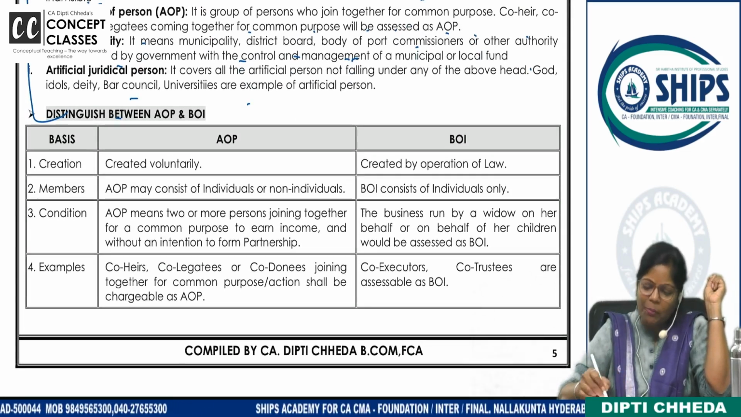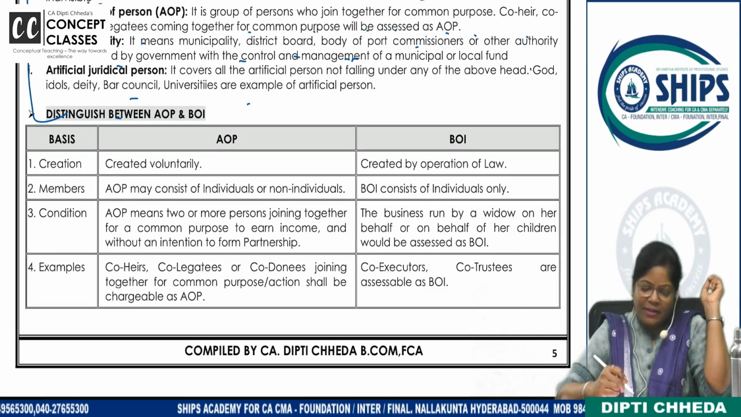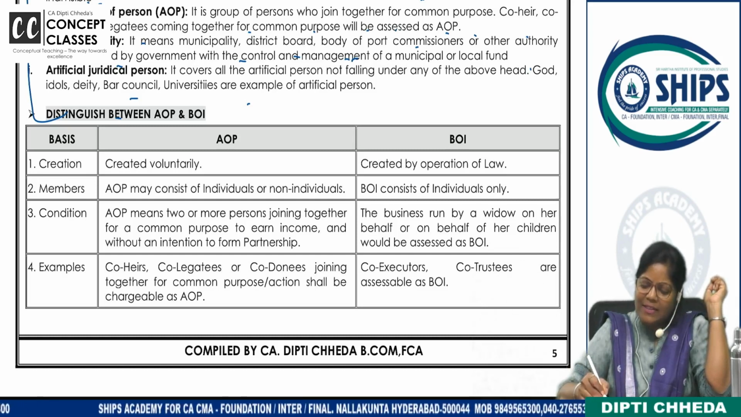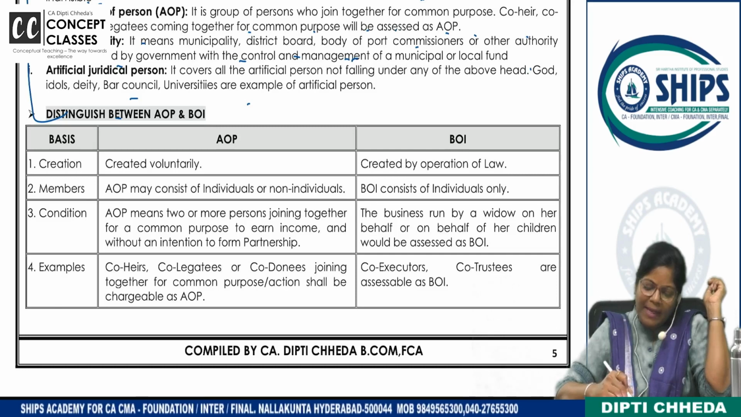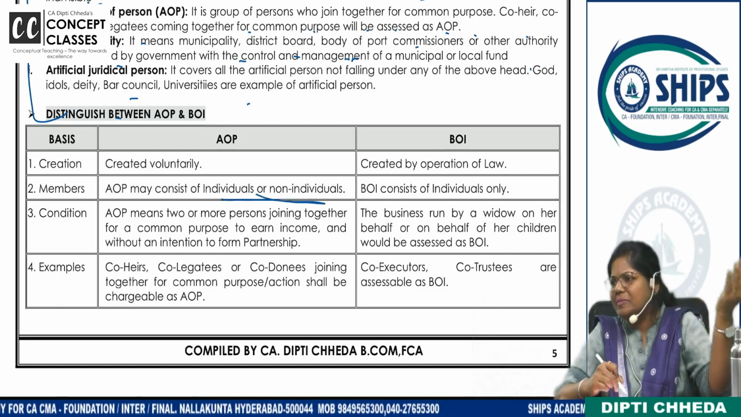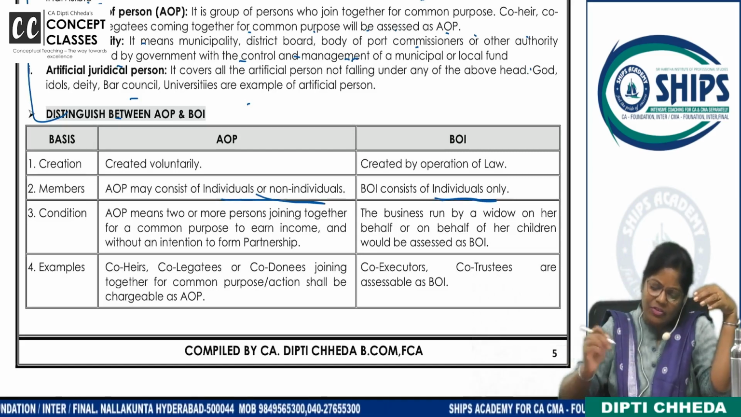Distinguish between AOP and BOI. So, AOP, it is created voluntarily. BOI, it is created by operation of law. AOP may consist of individuals and non-individuals. You know, it can have partnership firms and LLP. BOI will have only individuals.